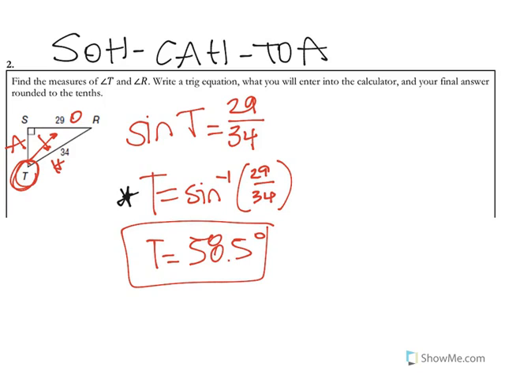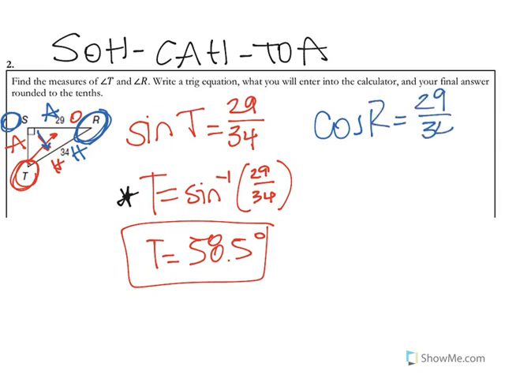And now I'm going to do R. Since I'm looking at a different angle, I'm going to go from a different point of view. Let's relabel my triangle. My H is still the same, still across from the right angle. But now my opposite is the blank side, and my adjacent is 29. So I'm not going to do sine now. I'm going to do A and H, which is cosine.